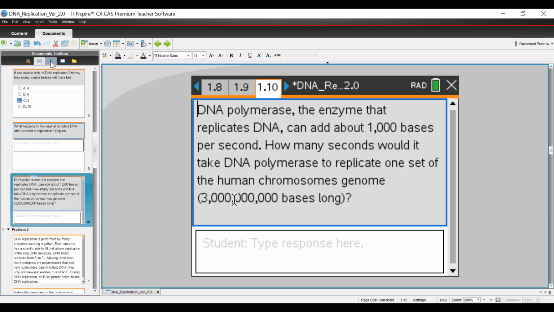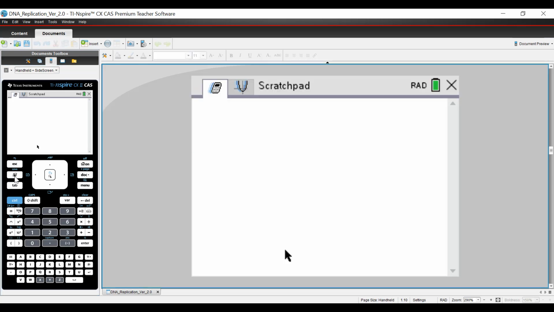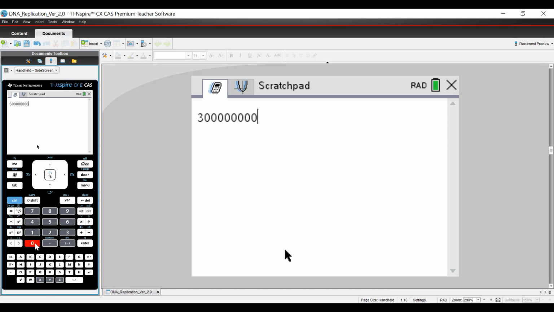Well, let's pull open a calculator and see if we can figure it out. I'm going to use my little scratch pad, the little speedy calculator icon there on the button, and we're going to divide 3 billion. I have to count my zeros here, bear with me. That's 6, 7, 8, 9, and we're going to divide by the rate, which was 1,000 bases per second. And I get 3 million seconds. Okay, so the answer is 3 million seconds. That's 6 zeros. So that's a lot of seconds.